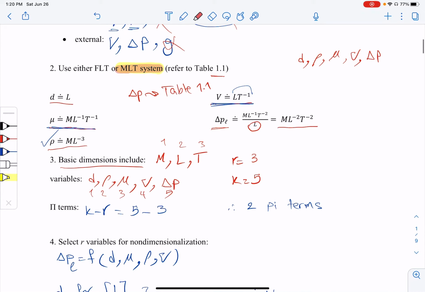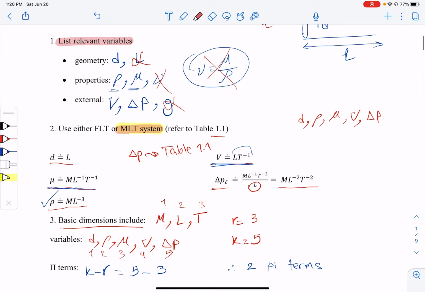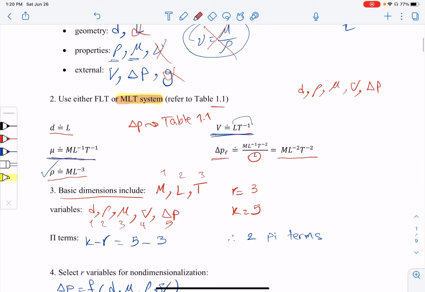So when you choose your MLT system, you need to look at all of the variables that you have and see what dimensions they have. For example, if they have length, M, or T, whenever you see one of them, then count the basic dimensions. For example, this D right here has L in it, so I know that there would be L for sure in it.